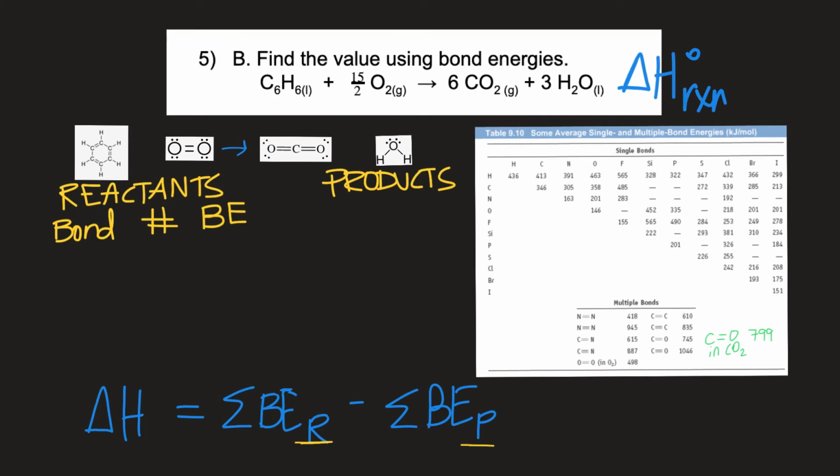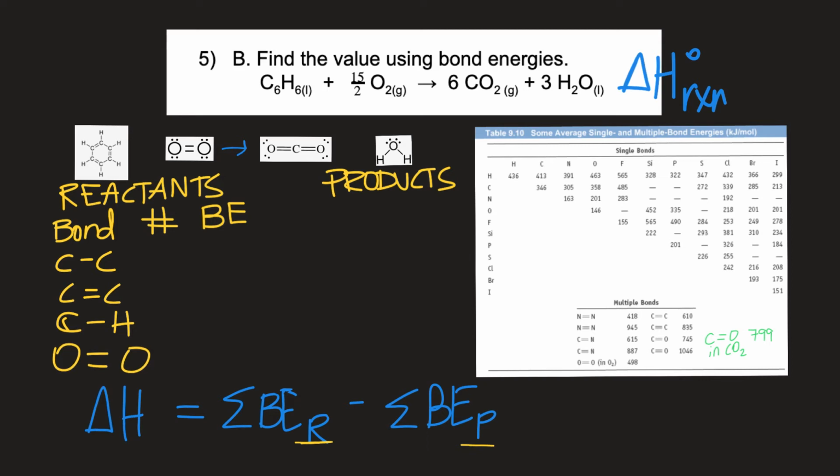Now we're ready to start our problem. We're going to have 2 different columns, reactants and products, and then within those columns, we have to list all the bonds that we can see from the Lewis structures for our reactants. So there's a carbon-to-carbon single bond. We have carbon-to-carbon double bonds. We have carbon to hydrogen single bonds, and we have oxygen to oxygen double bonds. So those are all the different types of bonds.